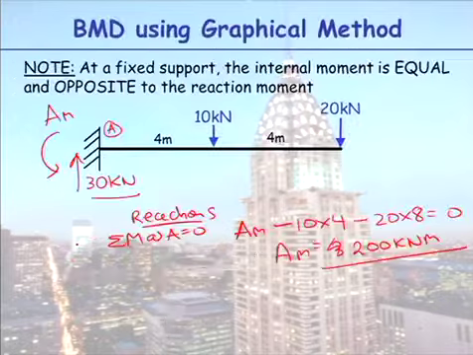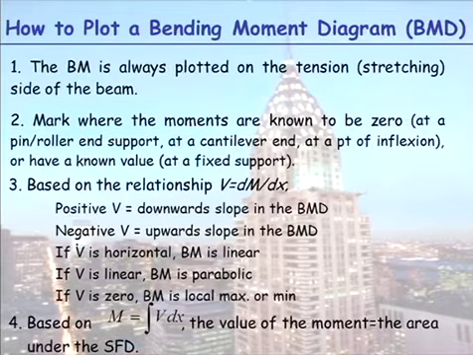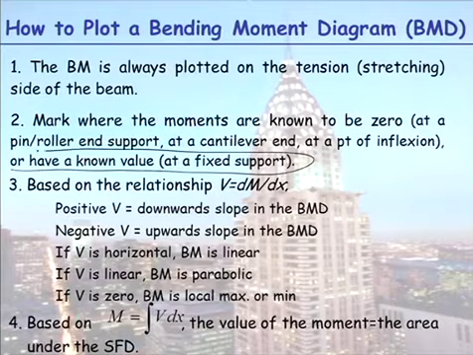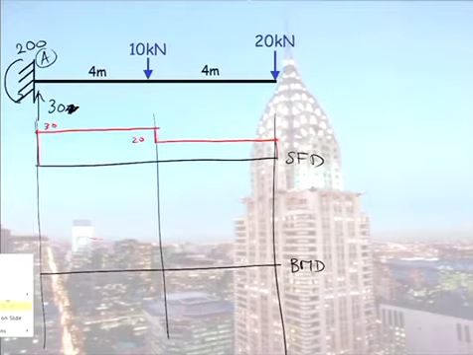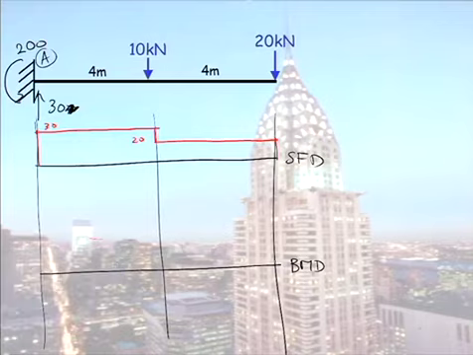So let's go back to these rules. I added in this: mark where the moments are known to be 0. Where are the moments 0 here? At the end? Okay, so our moment is 0 here at the end. The question is, what is our moment equal to at A?